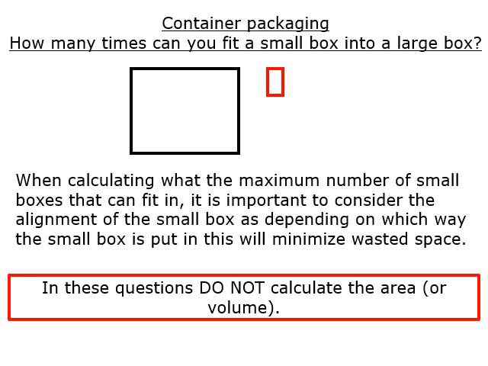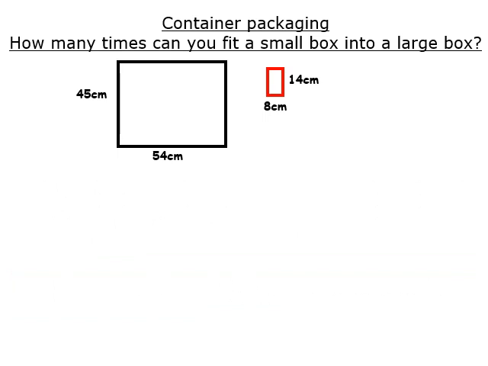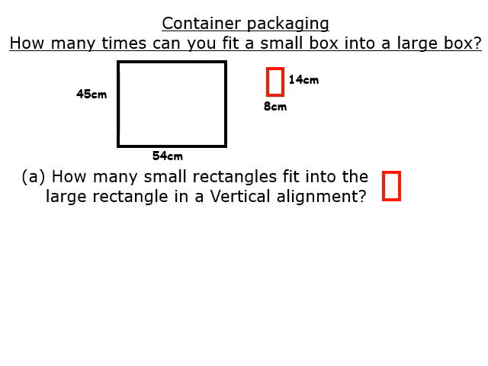Okay, so this is the way to do it. So here we go, we've got 2 rectangles, 14 by 8 is the wee one, and 45 by 54 is the big one. They're all centimetres. Okay, so we look at it vertically, as it is at the moment, and we're going to try and stick these into the big black box. Okay, so there we go. Let's start off at a corner.